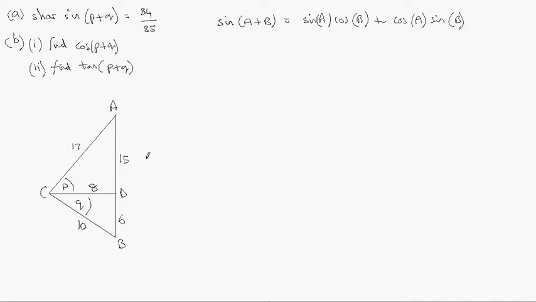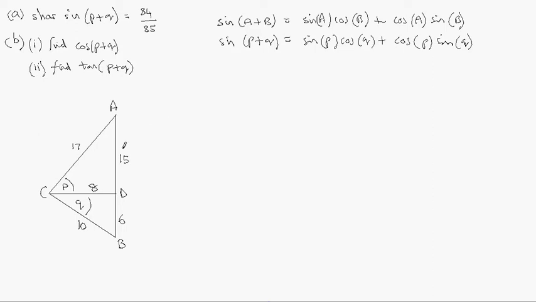And from the diagram we can see that, well, first of all, we'll translate this into sine of p plus q is therefore equal to sine p cos q plus cos p sine q.